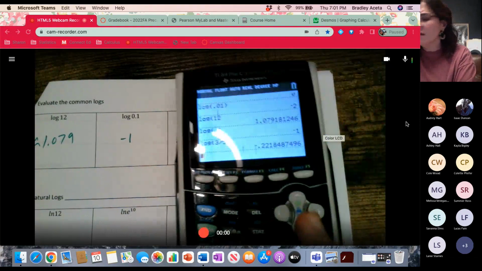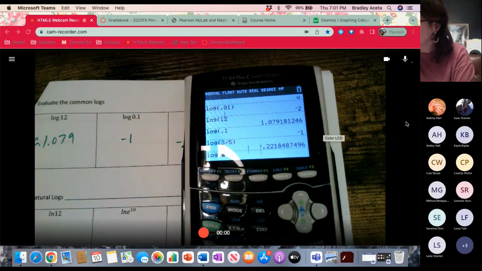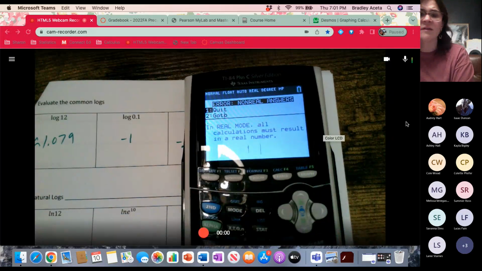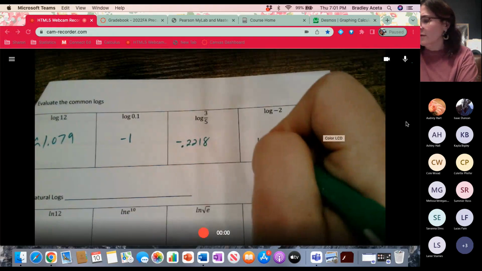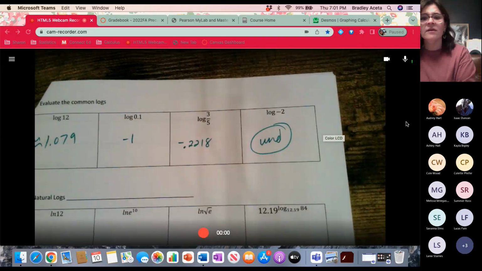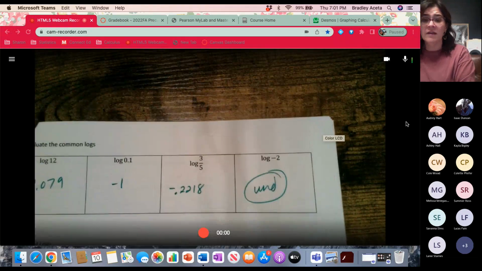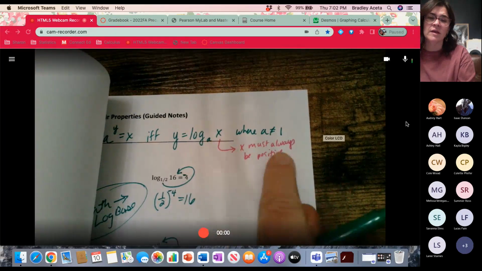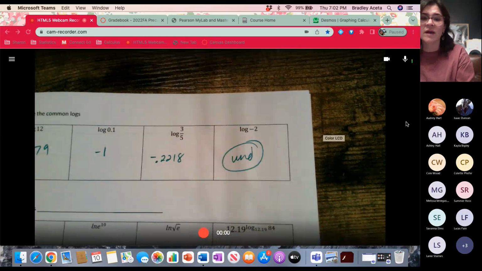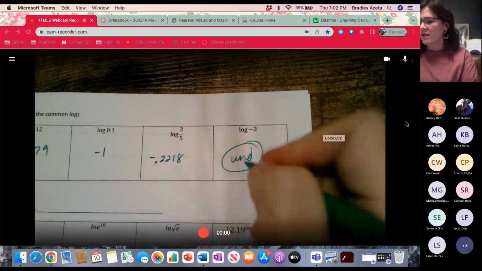This one, log of -2, is not real. It's undefined, because you cannot take a log of a negative x value, and that's what I wrote up here. x must always be positive. It's always got to be positive. So that's why you'll get an undefined answer.